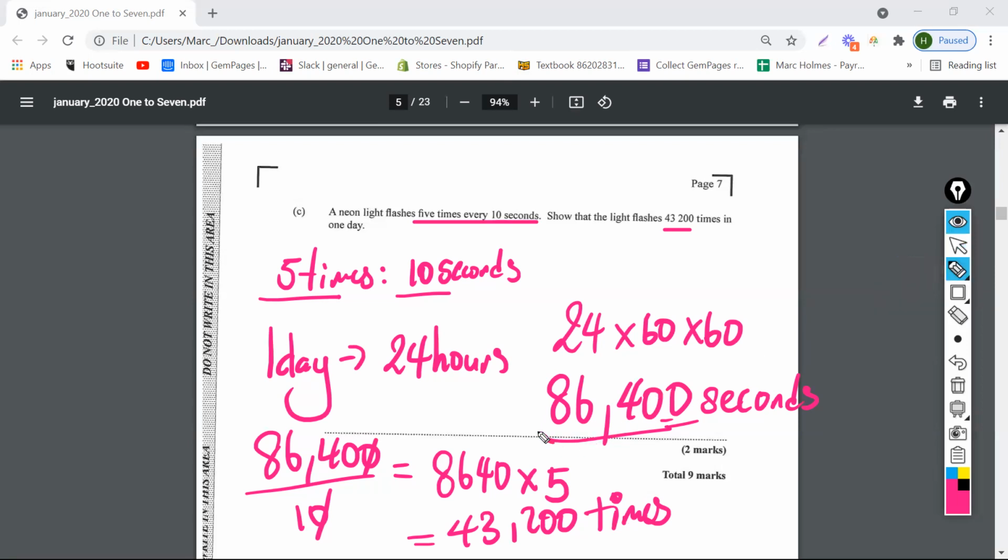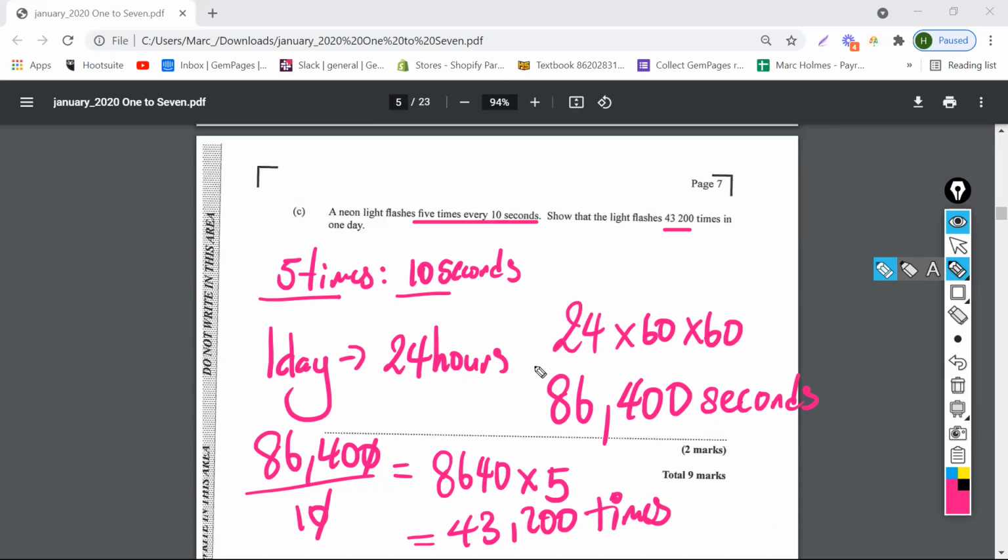But you weren't supposed to get 86,400. You were supposed to get 43,200. Yeah, we're supposed to show that the light flashes 43,200 times in 1 day, but I still got 43,200. But how? I'm kind of confused about how. What did you do?